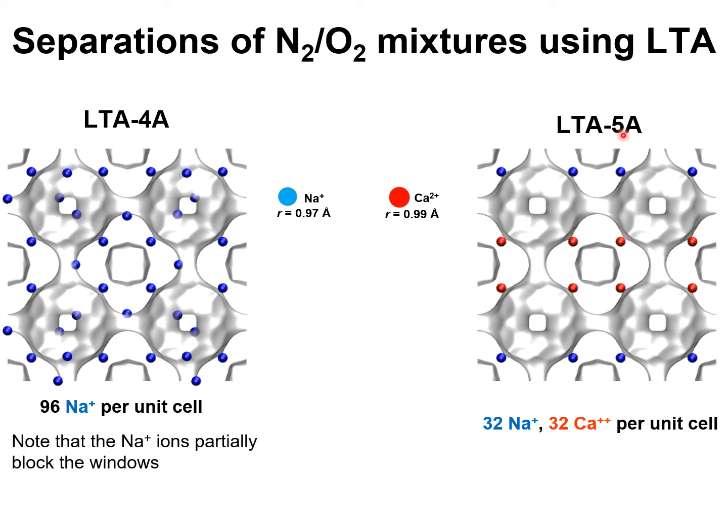LTA5A zeolite, on the other hand, has 32 sodium cations per unit cell and 32 calcium cations per unit cell. The locations are shown by the blue spheres. These are the sodium cations, and the red spheres indicate the calcium cations. You will note that these cations do not occupy sites near the windows, and there is no obstruction of intercage hopping of gas molecules from one cage to the adjacent cage through the 4 angstrom windows.